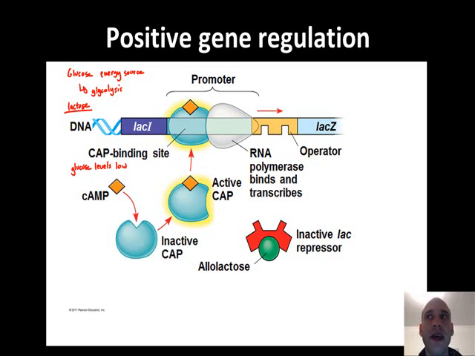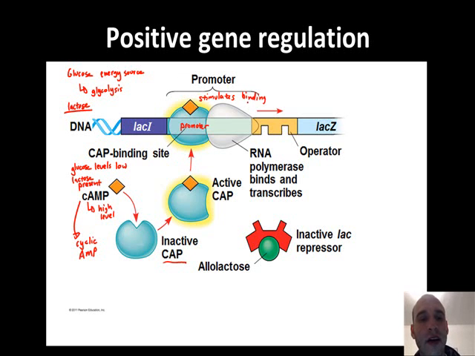what we end up seeing is if glucose levels are low and if there's lactose present, this molecule that says cAMP is made in high levels. So you're going to have a high level of this. And cAMP stands for cyclic AMP. When you have high levels of cyclic AMP, this is going to bind this CAP protein, which stands for catabolite activator protein. This is going to bind to the DNA. So this is binding at the promoter here. And what it actually does is this stimulates the binding of RNA polymerase.